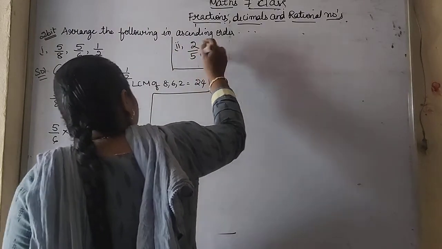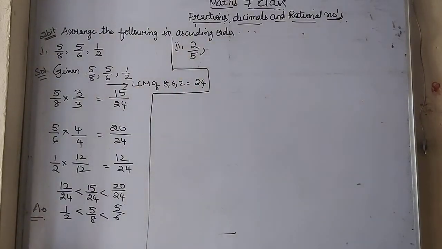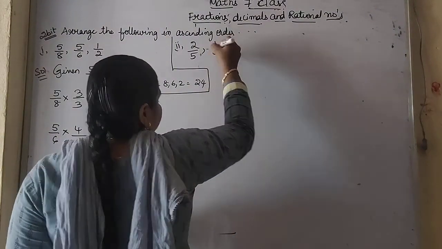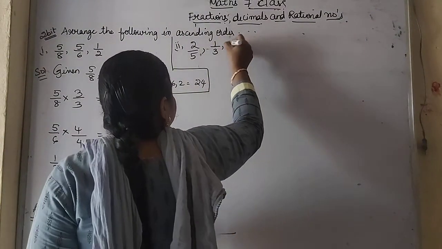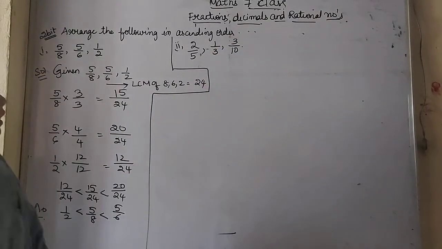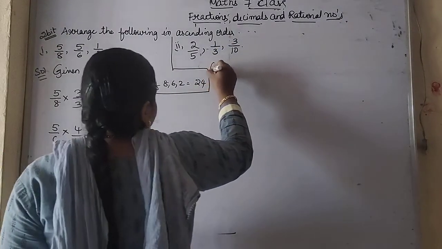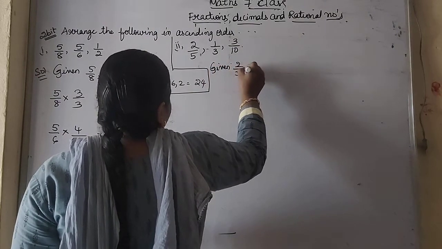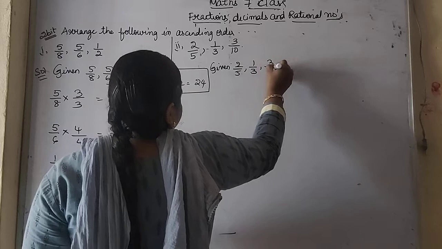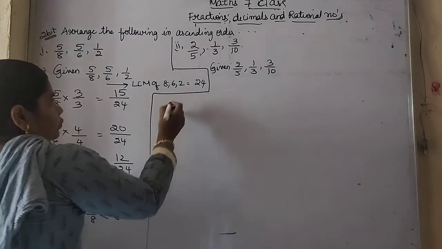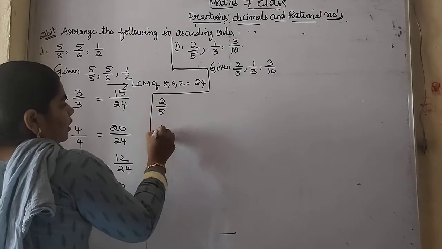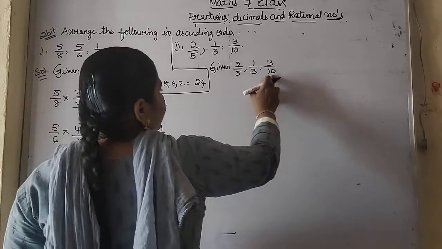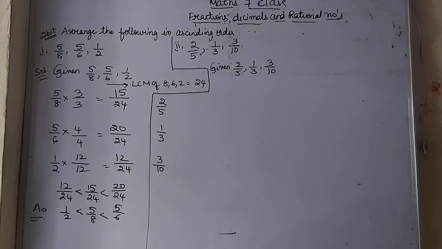2 by 5, 1 by 3, comma 3 by 10. Okay, so again given 2 by 5, comma 1 by 3, comma 3 by 10. So write individually 2 by 5, 1 by 3, 3 by 10. So all the denominator values are different, so we have to take the LCM here.